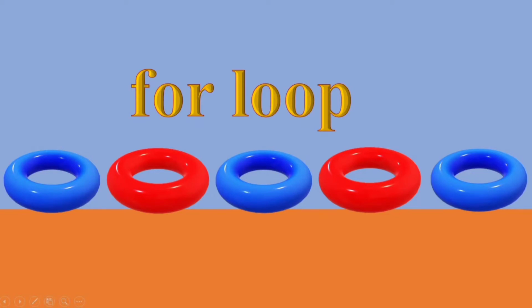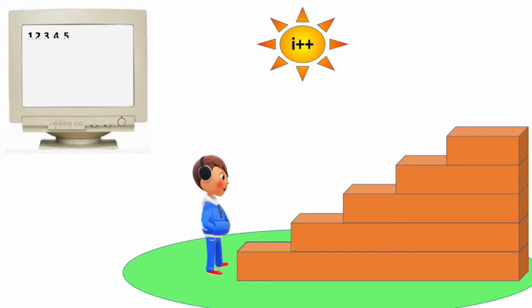For loop. We need to print the series from 1 through 5. How to print this series using for loop?